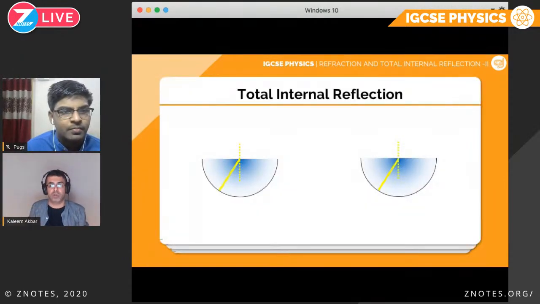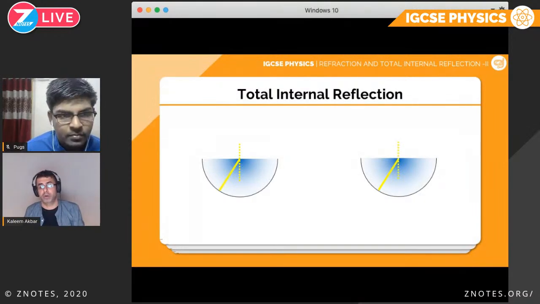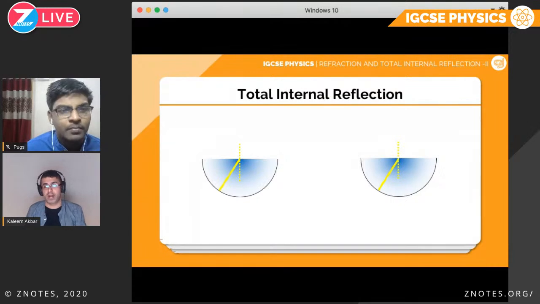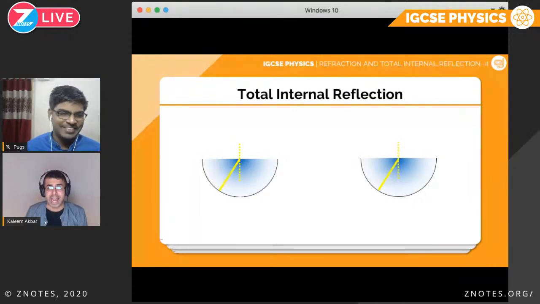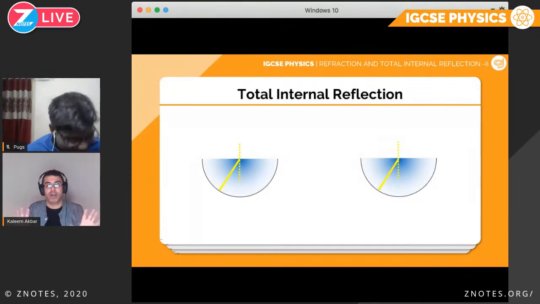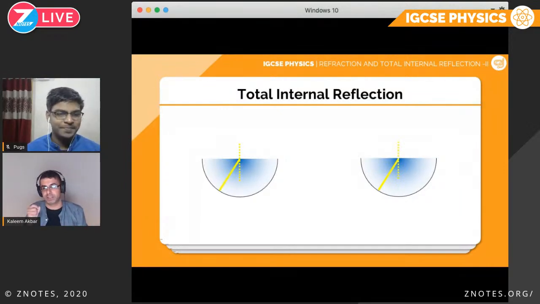So, guys, in front of you here, you're looking at two semicircular blocks. And Pugs, I've not forgotten, I'm still editing this video. Making a video is the easiest thing to do. Editing the thing, I was going to swear there, it takes a lot longer. So that will be put onto this video or wherever ZNotes decide, guys, and they'll let you know, because the experiments are very helpful for you to visualize what's going on.